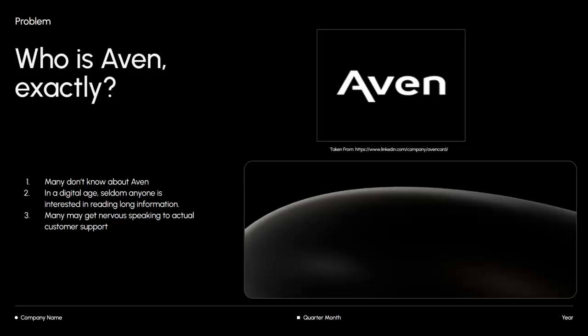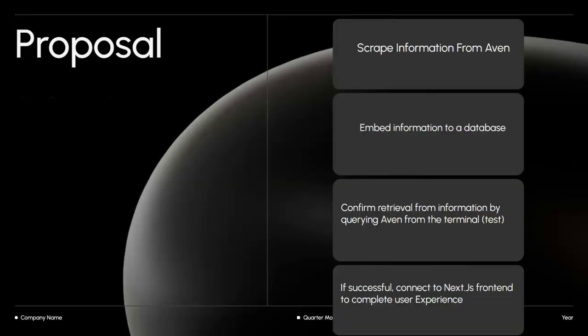So the problem: who is Avon exactly? Many may not actually know about Avon. And even if they were to inquire about Avon, in the digital age, seldom is anyone interested in reading long information. And also if they want to speak to actual customer support, say if they have some issues or concerns, speaking to an actual person may give them anxiety, right? So what's the solution? Just create an AI customer support agent for Avon.